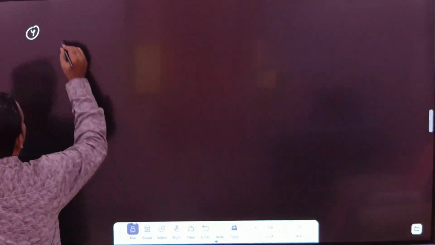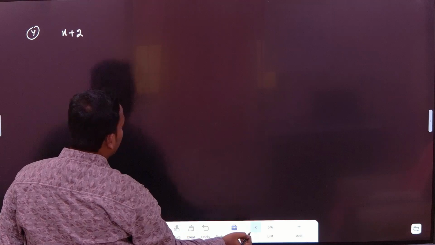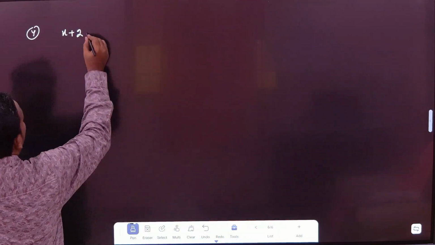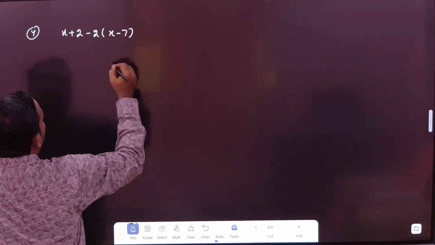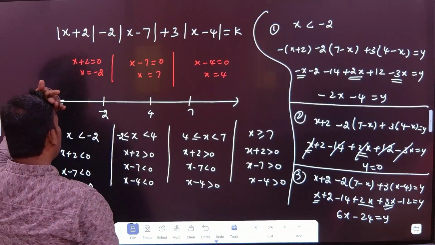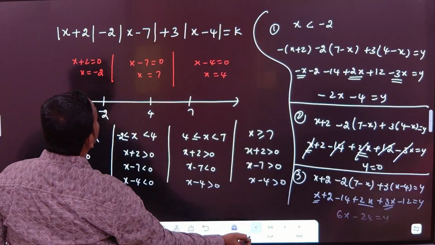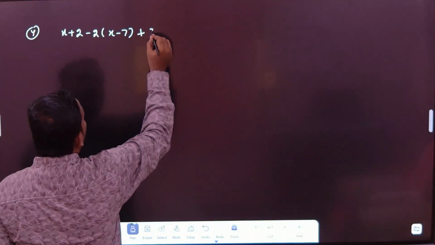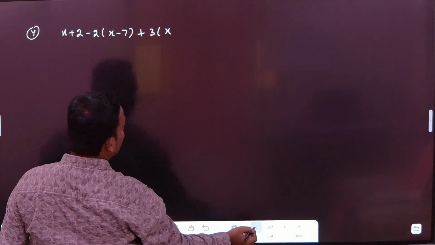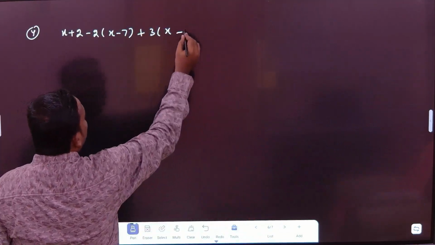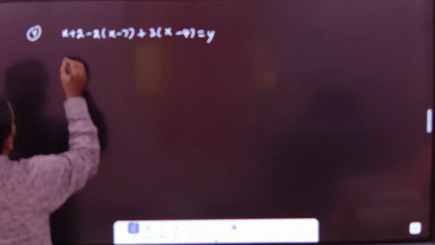Let me take another case. All are positive, no? Fourth one, you can see. What is that? First one, mod x plus 2, it is positive, means x plus 2. Then next is minus 2 times x minus 7, because x minus 7 is also positive. And the last one, plus 3 times x minus 4, is equal to y.